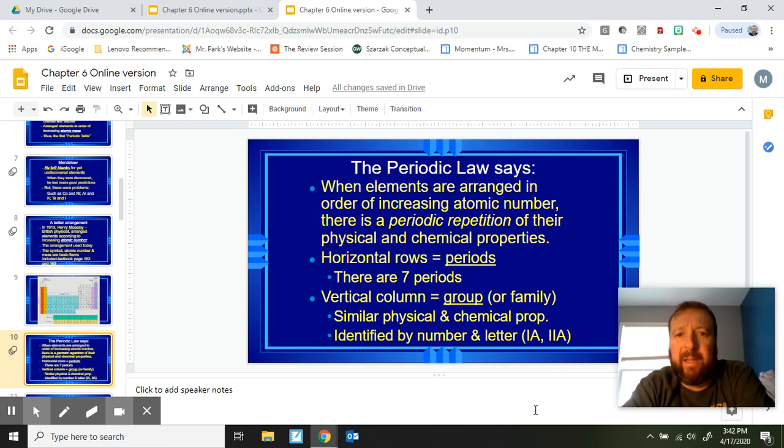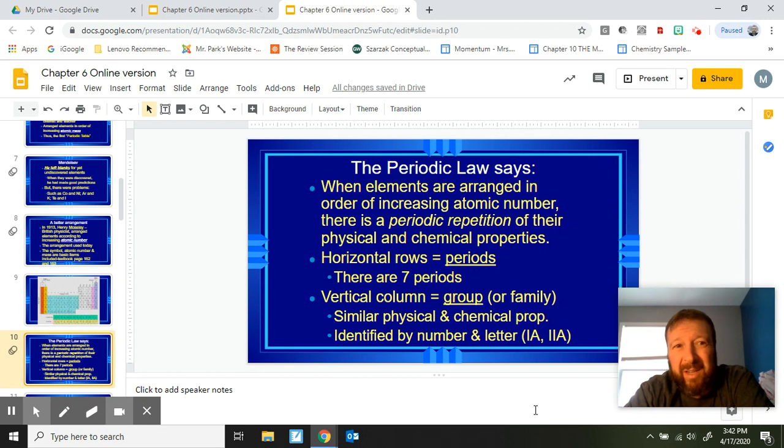All right, picking up on video segment 2 for the periodic table. We left off talking about horizontal rows. A row going left to right is called a period, and it's called a period because it has periodic properties, which means it's something that repeats itself over and over again.